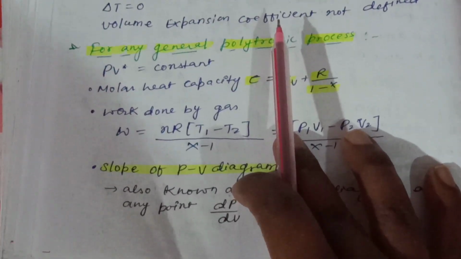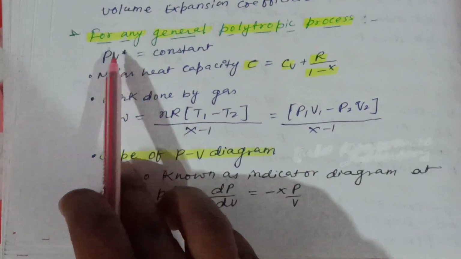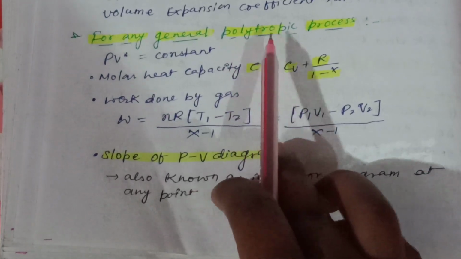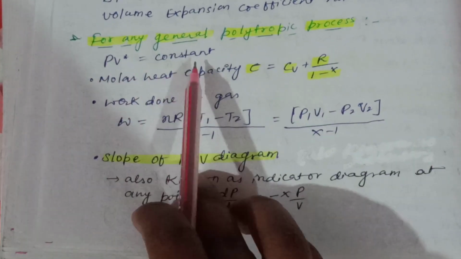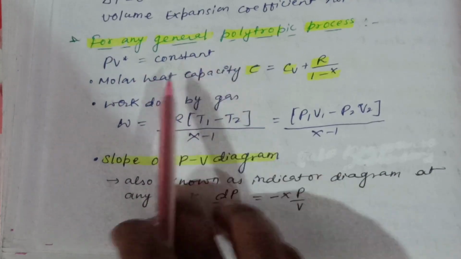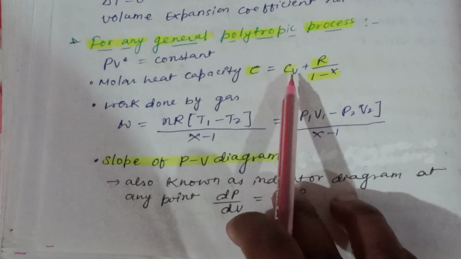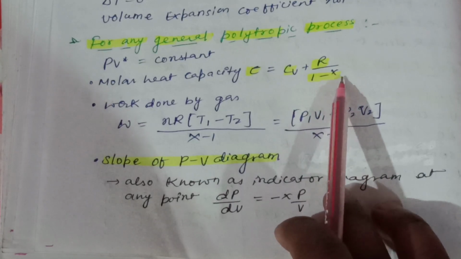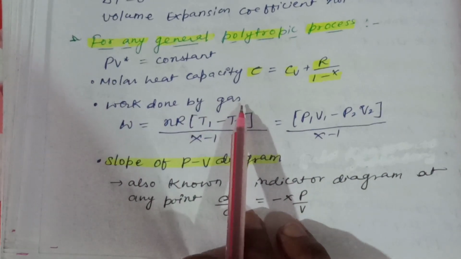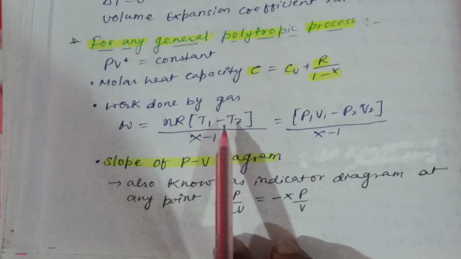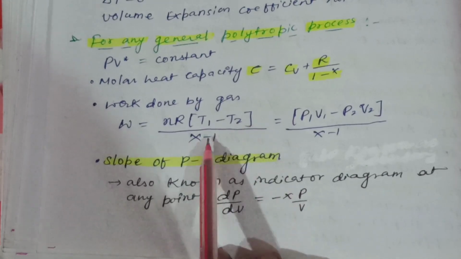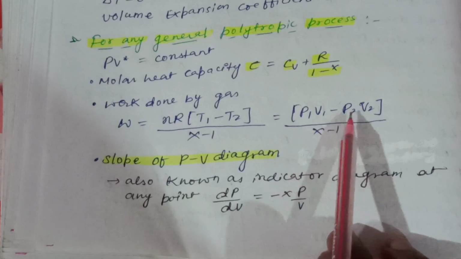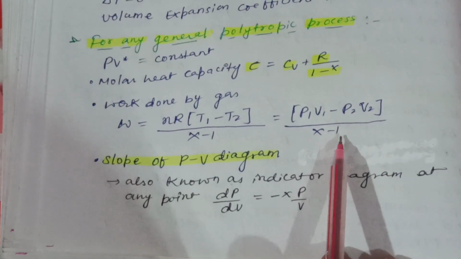For any general polytropic process, PV^x is constant, molar heat capacity C is equal to Cv plus R upon (1 minus x). Work done by gas, W is equal to nR (T1 minus T2) upon (x minus 1), which is equal to (P1V1 minus P2V2) upon (x minus 1).